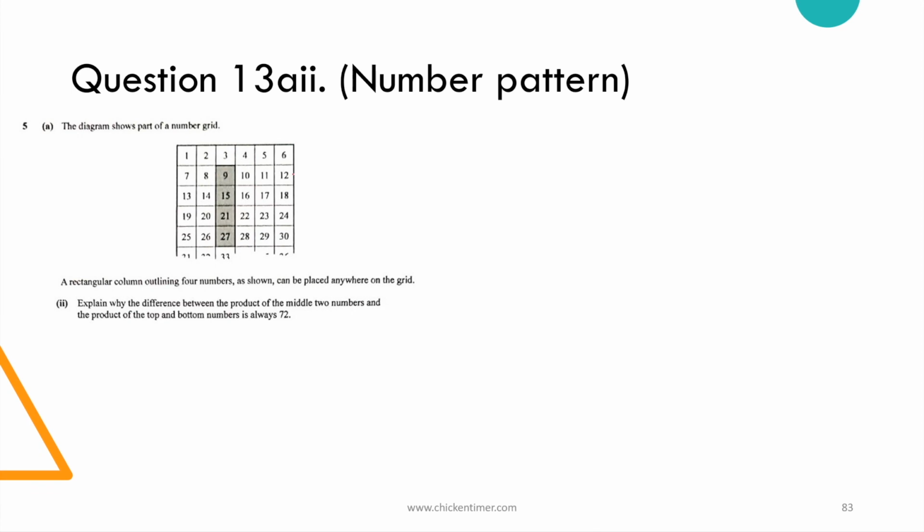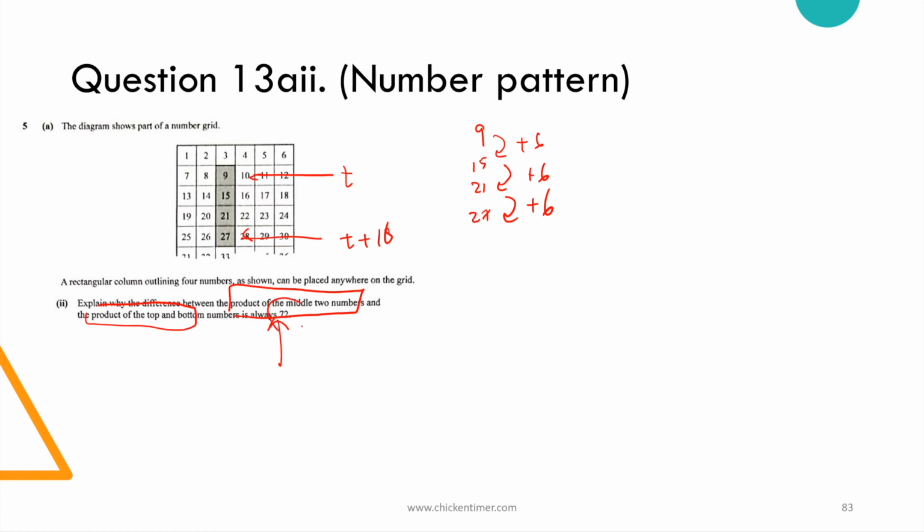So now back to the second part. This is t, this is t plus 18. So 9, 15, 21, 27, plus 6, plus 6, plus 6. So explain why the difference between the product of the two middle numbers and the product of top and bottom is always 72.